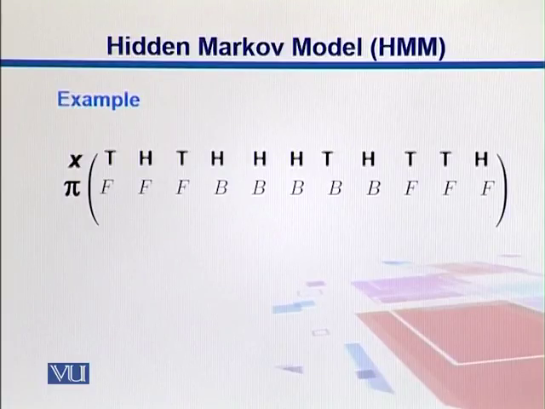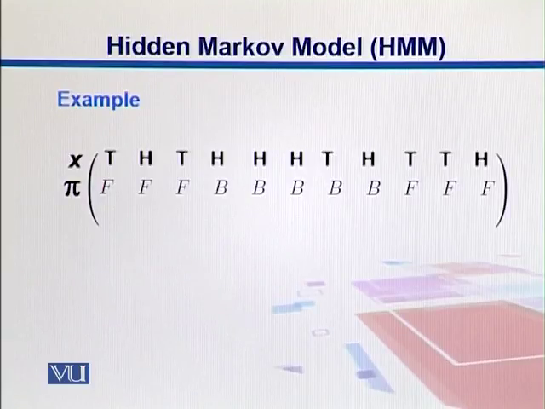What is pi? It is called the path. The path is the underlying states. For example, if we see the first tail coming from a fair die, there is a sequence of states following beneath this sequence of symbols. So fair, fair, fair, and then we have biased, biased, biased. That is what we call the path, or sequence of states.